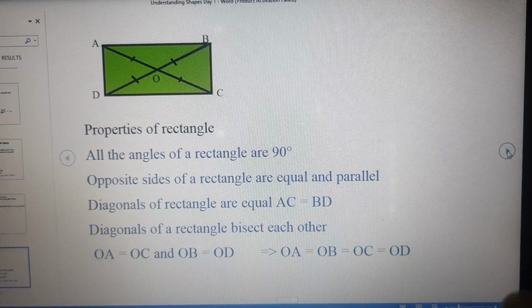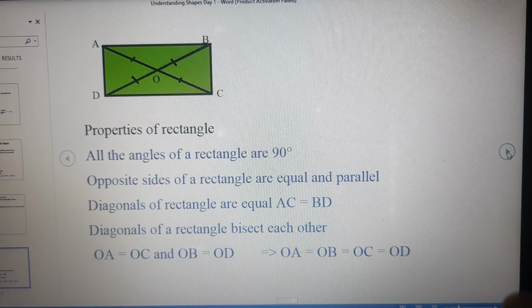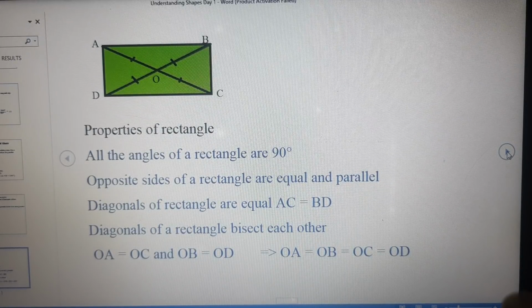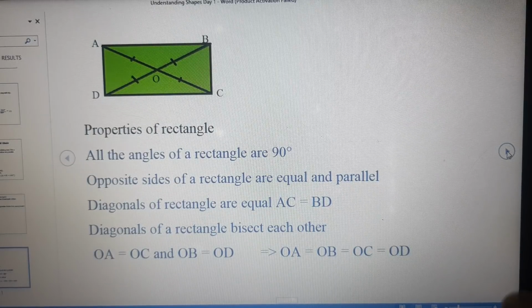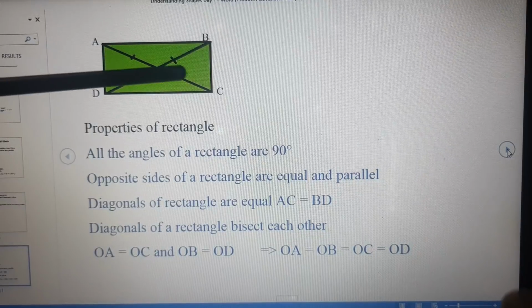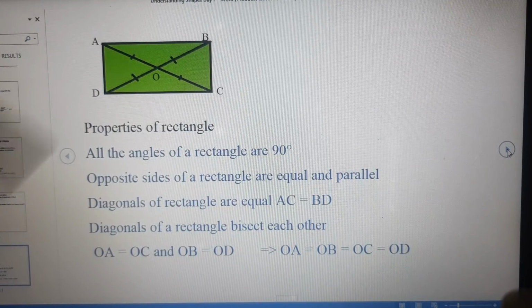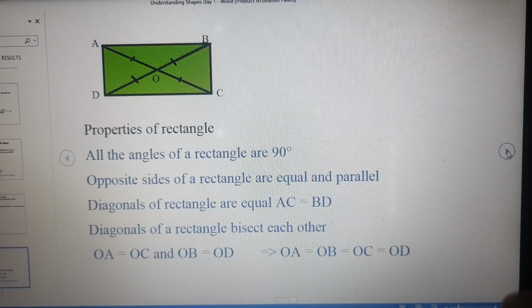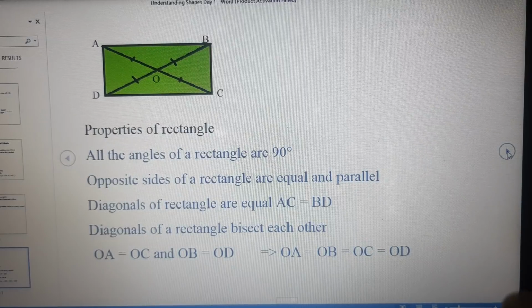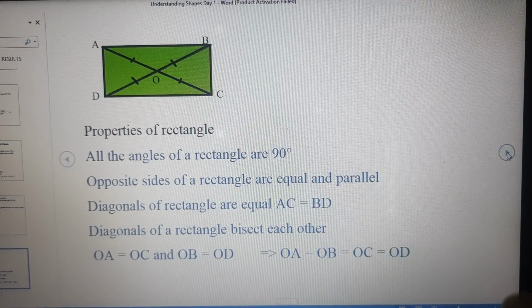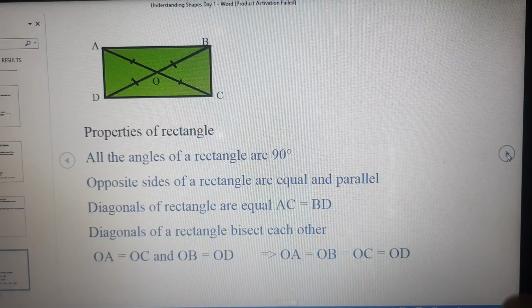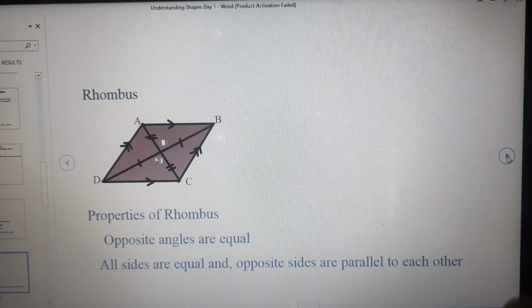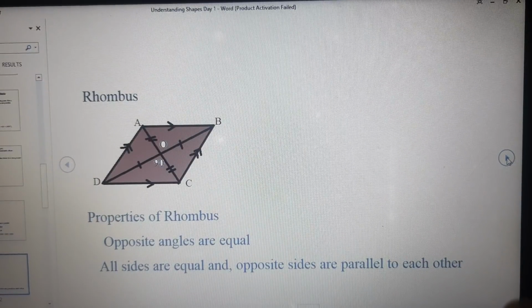Now see what happens. See the magic. AC is suppose 6 centimeter. So BD will also be 6 centimeter. They are bisecting each other. So this becomes 3 and 3. This also becomes 3 and 3. It means all four portions will become equal. OA is equal to OB is equal to OC is equal to OD. This is the magic of a rectangle. Are you getting it?